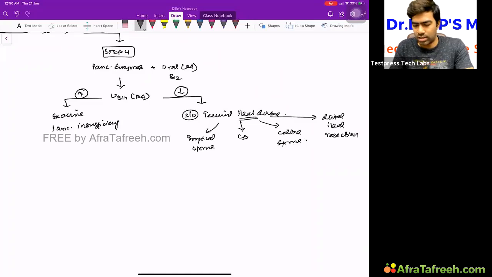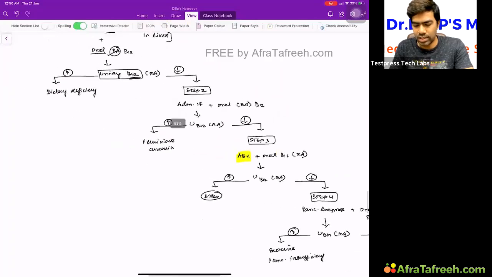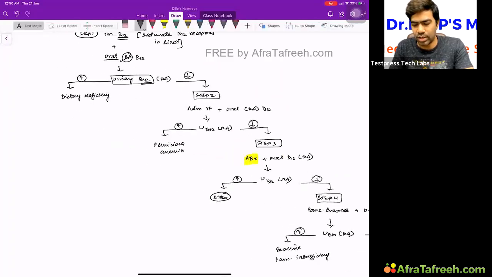So if all the steps fail and still your urinary B12 is not increasing, you suspect an ileal disease. These are the different steps of the Schilling test. Even though it is a cumbersome test, not easily done, not easily reproducible, and in reality you can't really do this test, it is supposed to be the gold standard to tell the exact problem or site of problem in patients with B12 deficiency.